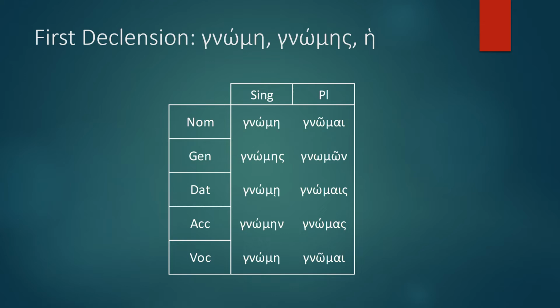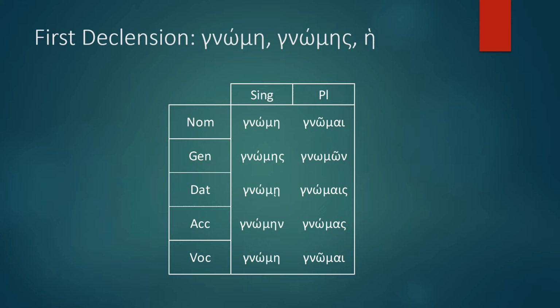Similar situation with the dative. Note that the eta has an iota subscript. Any vowel with an iota subscript has to be long, but eta is always long anyway, so gnome, paroxytone. And same deal with gnomen, I should say, and gnome.